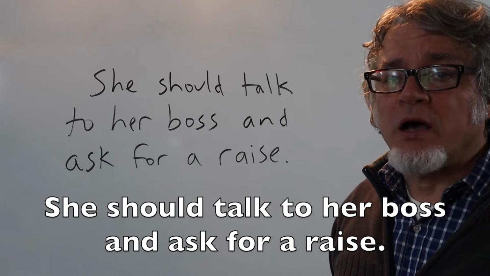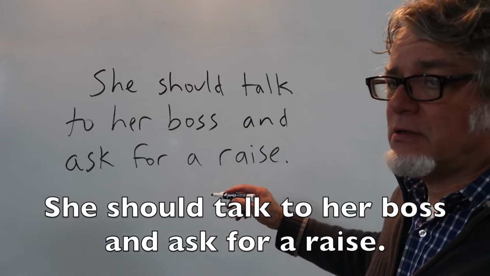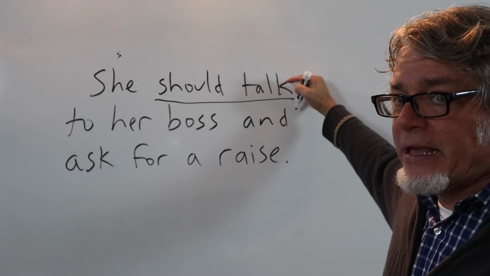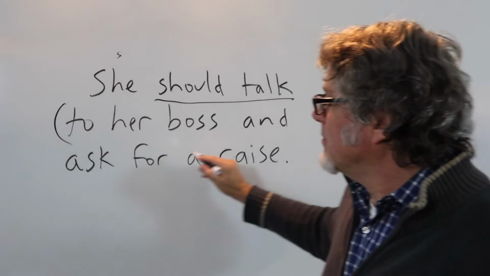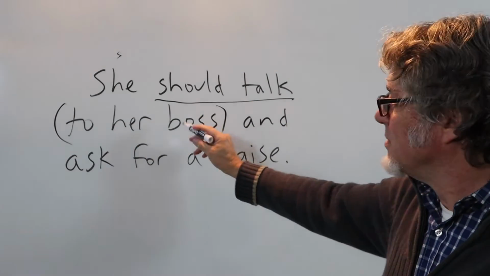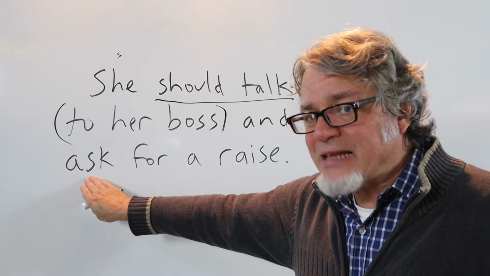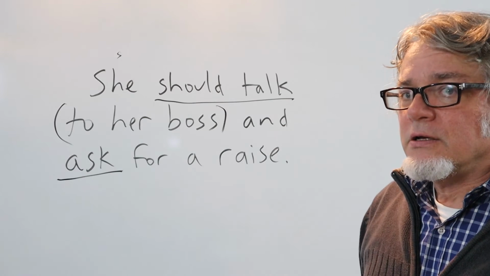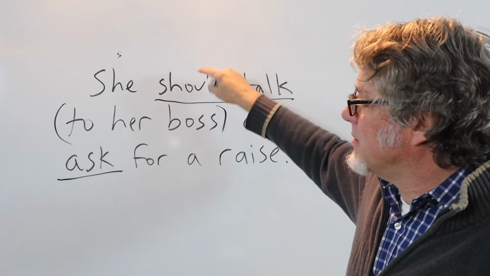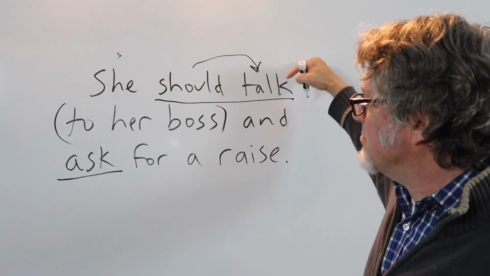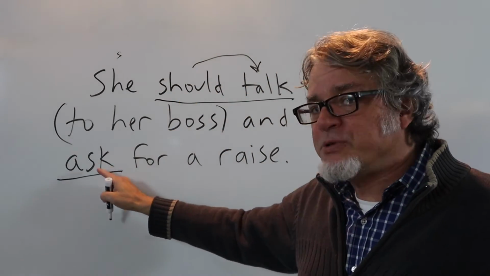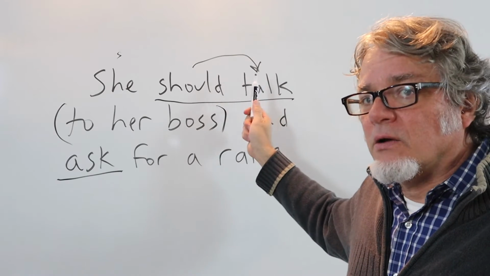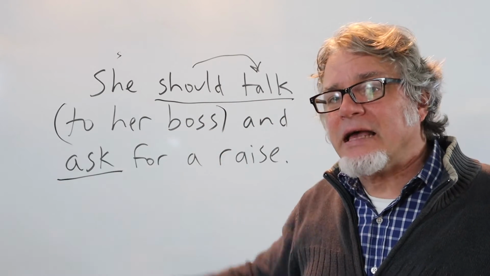She should talk to her boss and ask for a raise. So after the subject, here's the modal verb and then a main verb followed by this prepositional phrase. Here's the conjunction, and here's the second verb in the compound verb, ask. The modal verb is used with this main verb, but perhaps not this one. It is possible to use a modal verb with the first verb, but not the second verb.